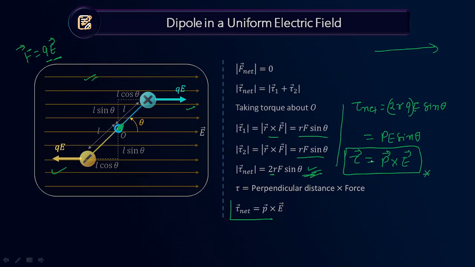So torque on a dipole in a uniform electric field will be equal to how much? Torque equals P cross E, right?